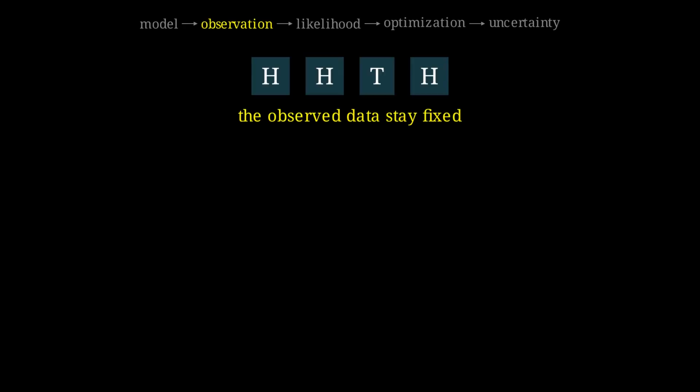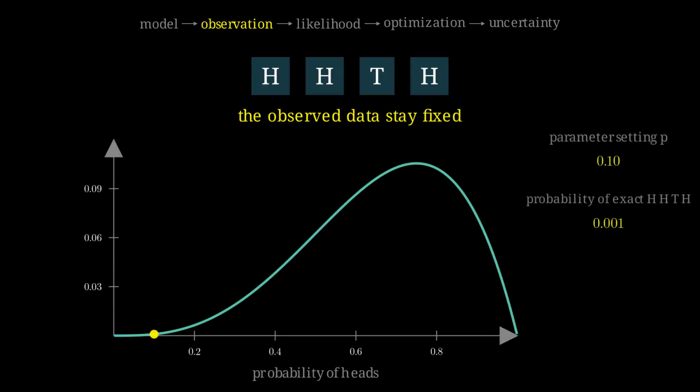We observed heads, heads, tails, heads. Pin those outcomes to the screen. They will not move again. Now move the model's probability of heads dial at every setting. Record the probability assigned to the same fixed sequence.